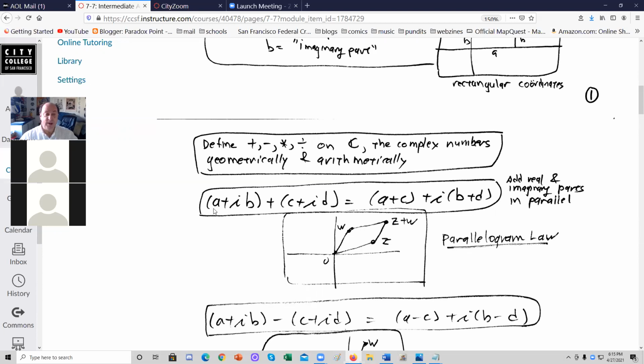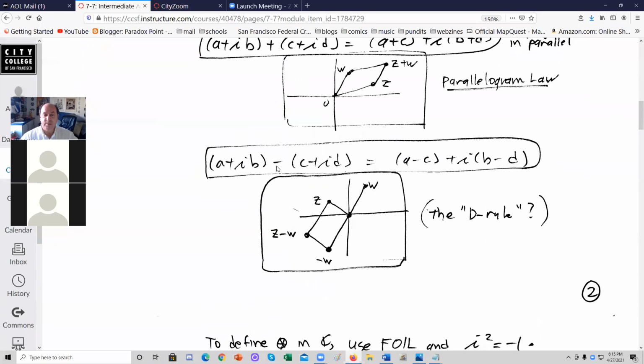The algebraic definition is that given a plus ib, and to it we add c plus id, we add the real parts, a plus c, and we add the imaginary parts, i times b plus d. Basically, we're assuming here that the usual laws of arithmetic apply to these new numbers, and this follows from that. We add the real and the imaginary parts in parallel. We subtract them in parallel. a plus ib minus c plus id, we subtract the real parts, a minus c. We subtract the imaginary parts, i times b minus d.